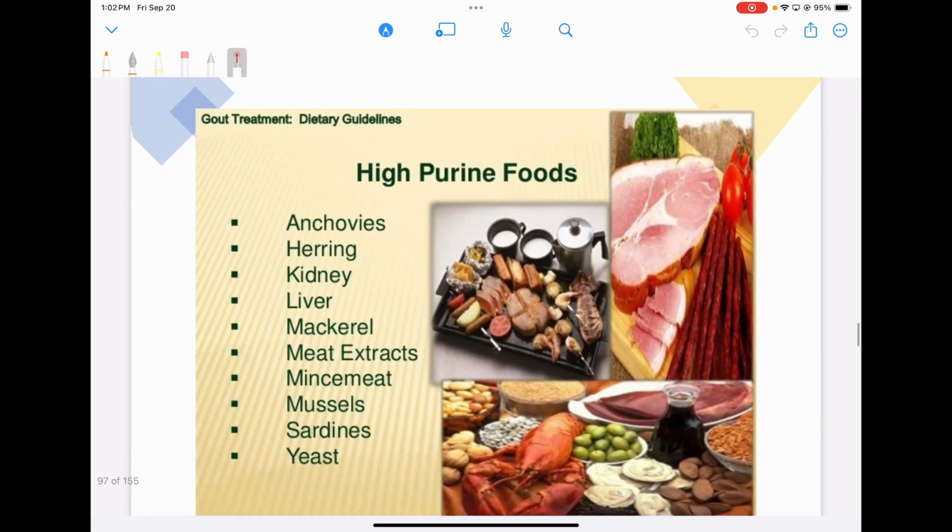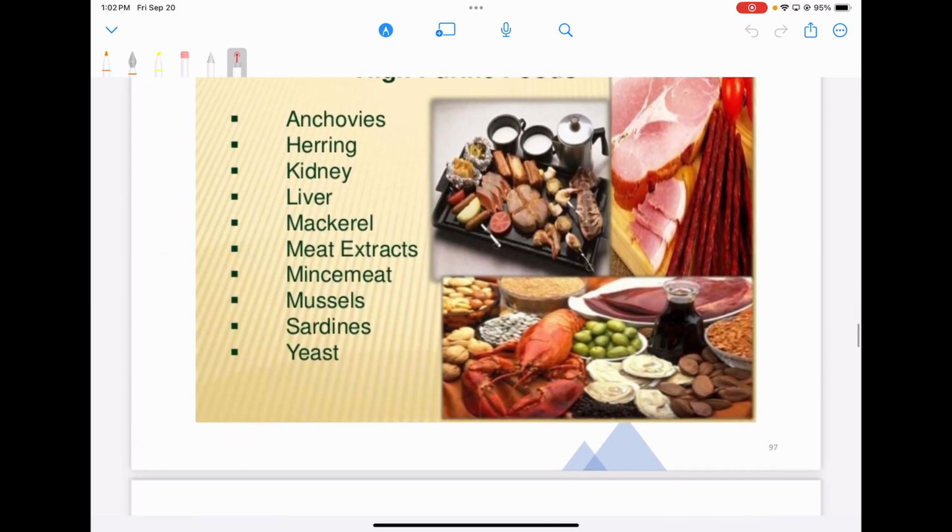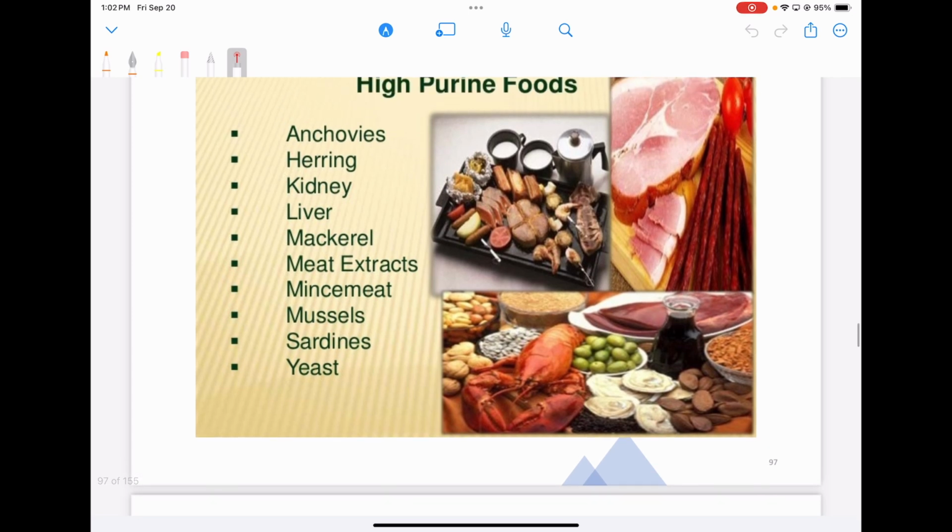These are some foods that are very high in purine. A lot of your fish and organ meats have high purine in them.